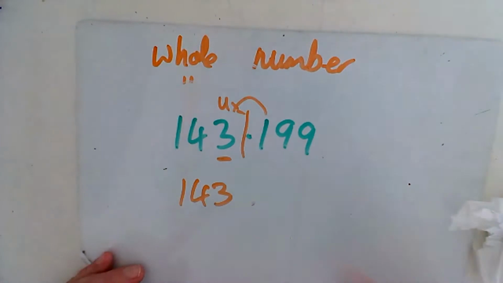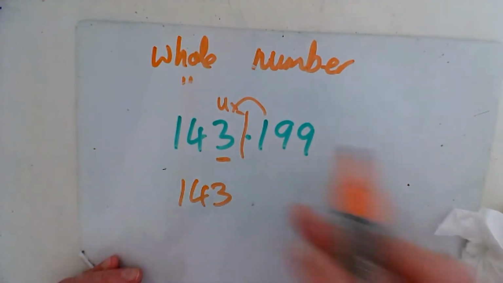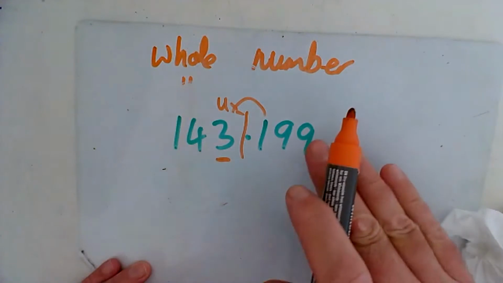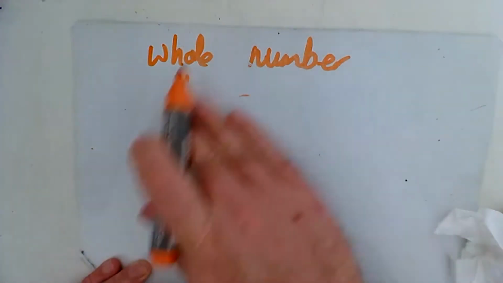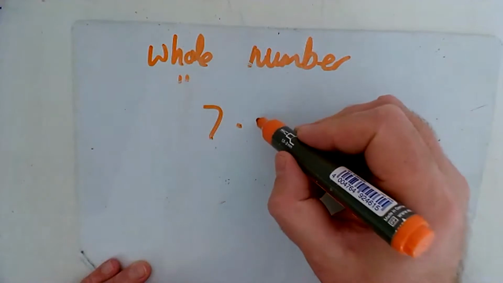I don't need to put in any of the zeros, actually. I don't know whether I did on the last one. So it just becomes 143. I don't put in the zeros in this case. If you do them to the nearest whole number, I think I probably did in the first one. So let's just do one more.